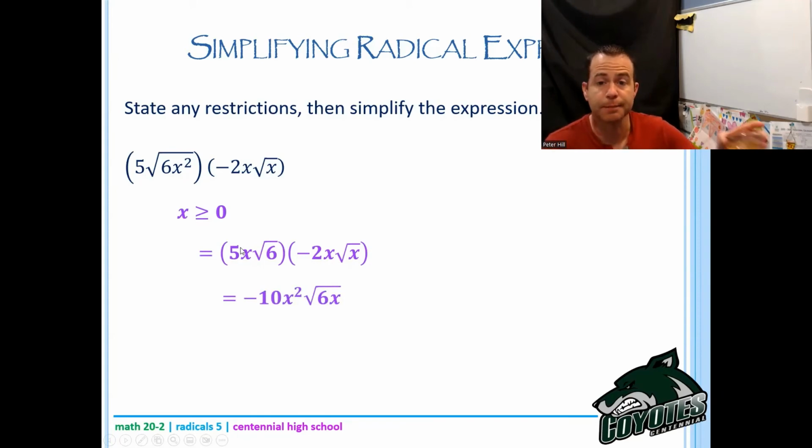root 6x, right? Remember, multiply the outsides, multiply the insides. 5 times negative 2 is negative 10. X times x is x squared. That's where that's coming from. And then 6 times x underneath is 6x.